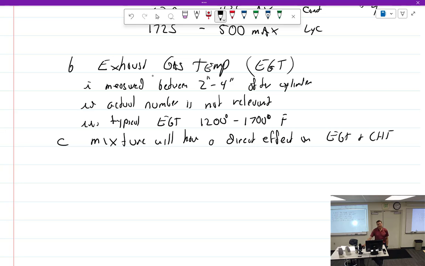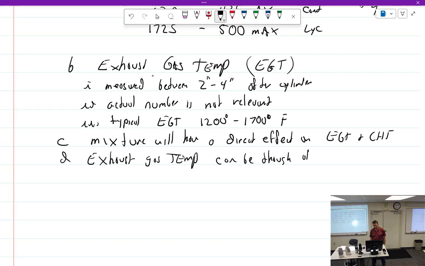This is a hard one to explain, because I don't quite buy into this. So, this statement: exhaust gas temp, could have just written EGT, save time. Can be thought of as how much heat energy is wasted out of the exhaust.